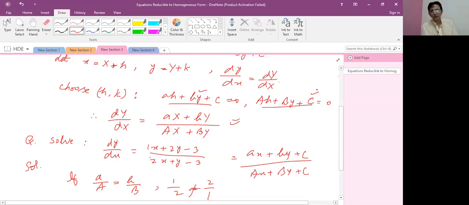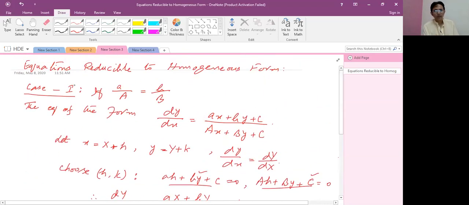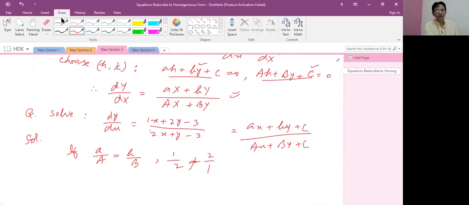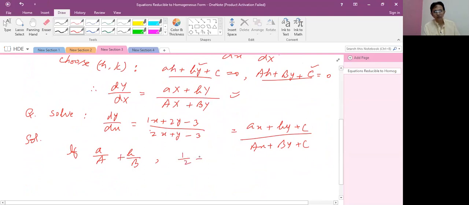So in this case, students, I made a mistake. a upon A plus b upon B. If the differential equation is in this form, we write it in this form. I will correct the method. This will be added, both of them, so it means 1 upon 2 plus 2 upon 1. This form should be present in the given differential equation.